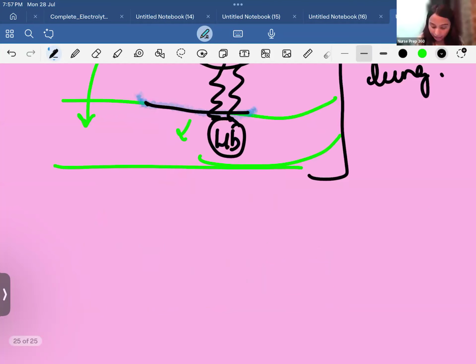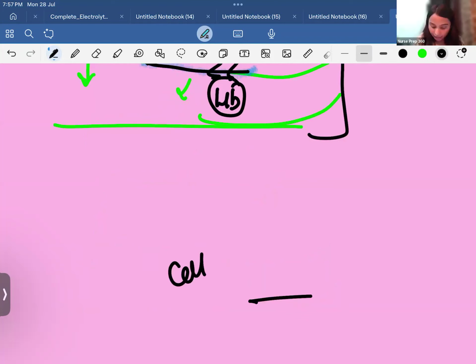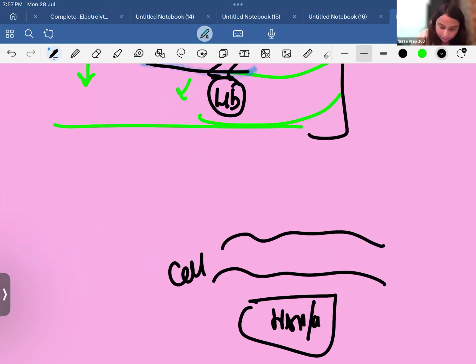And at a cellular level, if I say this is my tissue, a cell, and this is my blood vessel, and over here I have my hemoglobin. Hemoglobin is associated with oxygen molecules. Now I want my tissue to get oxygen, so I want my hemoglobin to dissociate with oxygen. Over here, I want my hemoglobin to associate with oxygen. Over here, I want my hemoglobin to dissociate with oxygen.